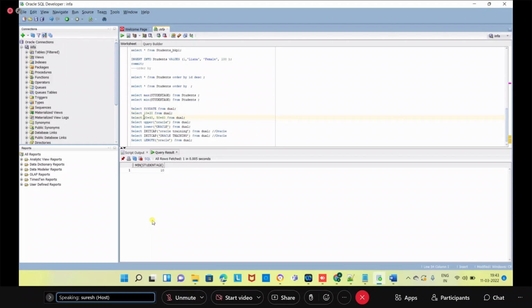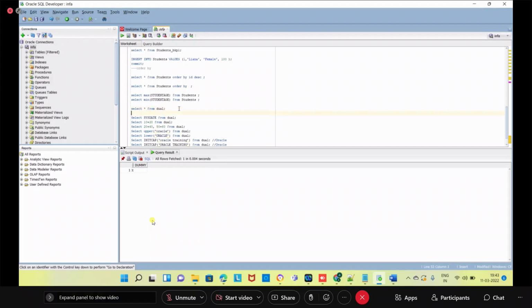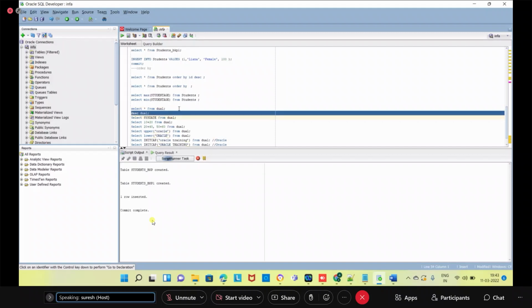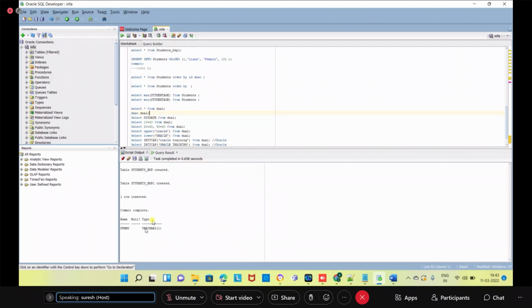If you want to test some operation, okay, we can deal with the dual table. Okay, dual table. What is dual table? In some cases, I'll just tell you a couple of scenarios. So dual table is nothing but it has one row and one column, always. If you describe the dual table, this is a temporary table which is given for us, like varchar of 1.